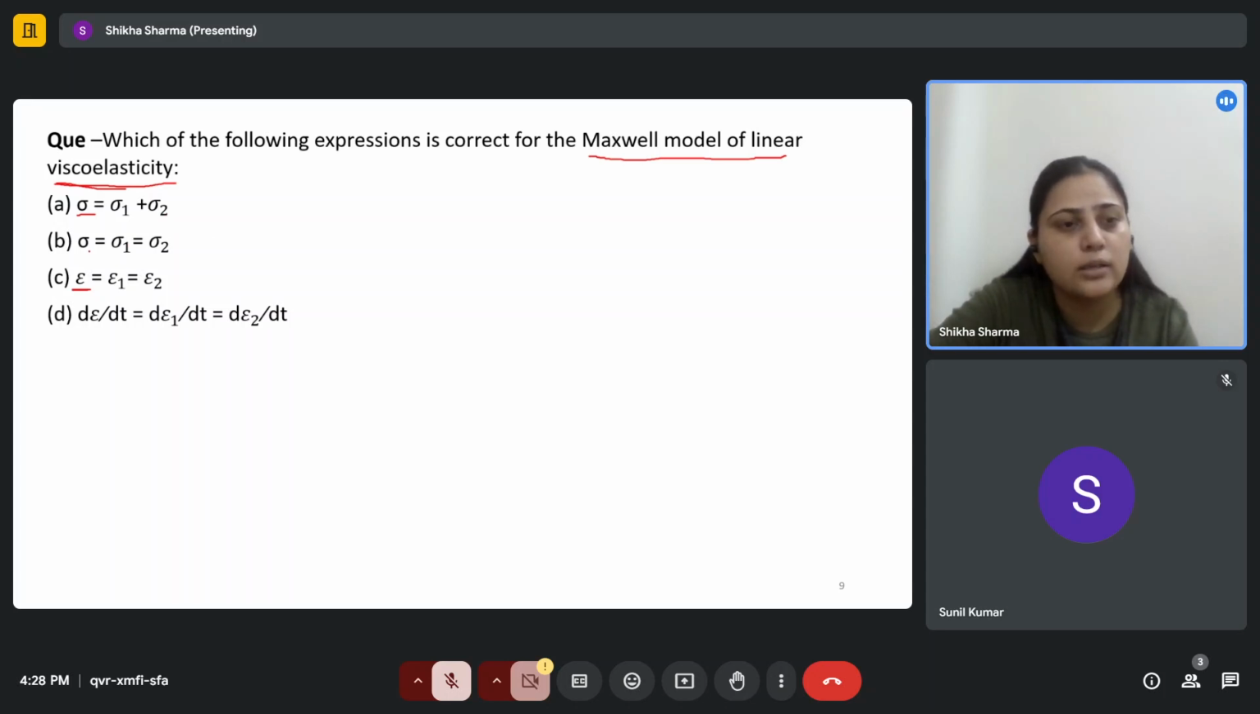First option is saying this. B is saying that the stress in the spring and the dashpot is the same as the overall stress. Option C is saying the strain will be the same in the spring and the dashpot, and the overall strain will be the same. Option D is saying the rate of change of strain is the same overall, in the spring and in the dashpot. Which option is correct? Anybody?